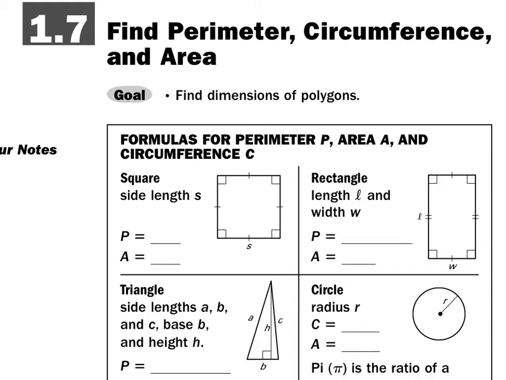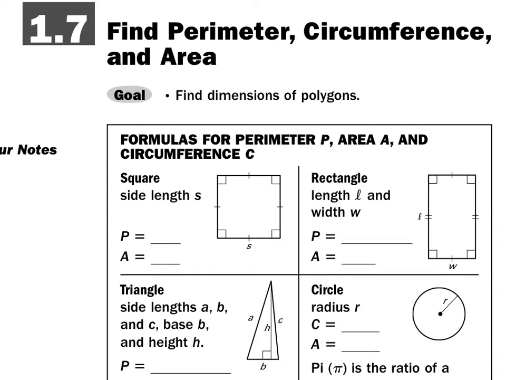1.7. Find perimeter, circumference, and area. Formulas for the perimeter, area, and circumference. You should already have these memorized. If you don't, you need to take a little while and go ahead and memorize them now.